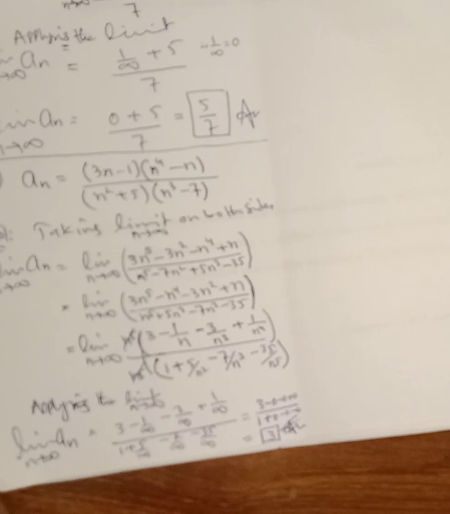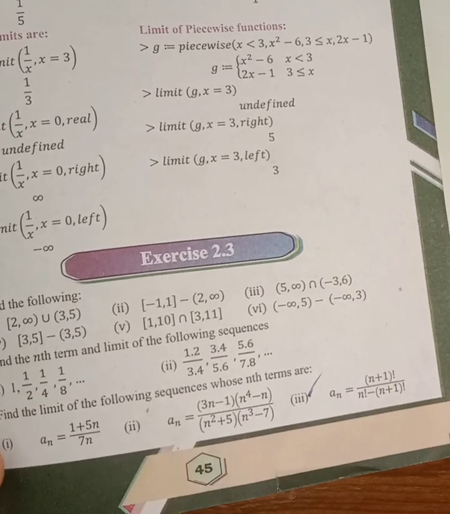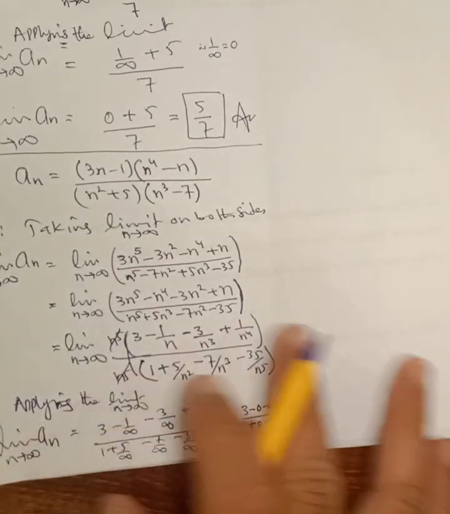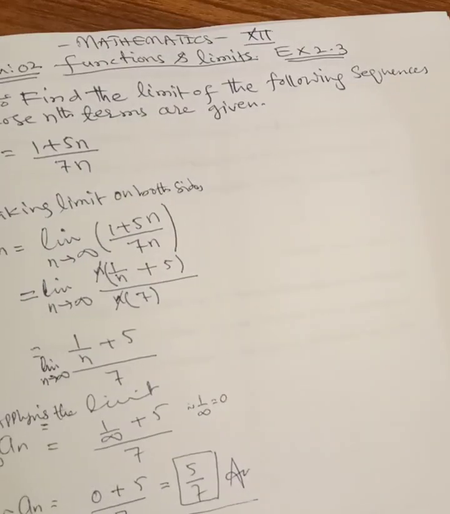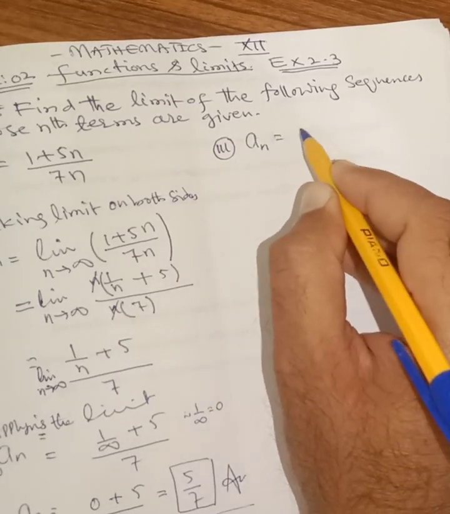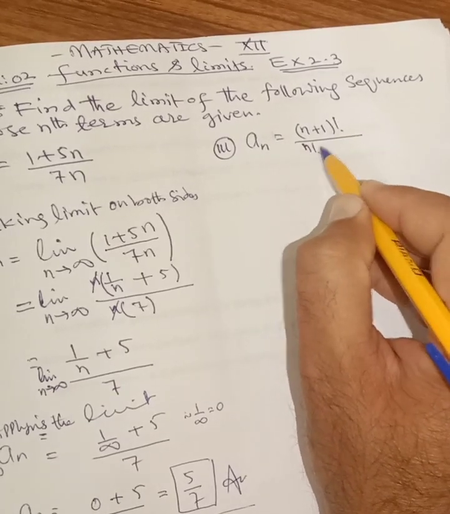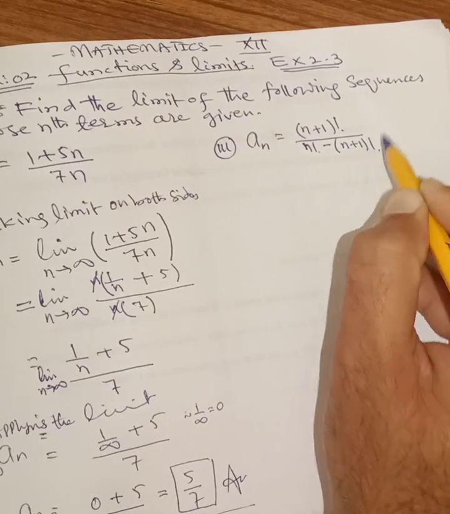And now we will solve the third part of this problem. The third part is this one, which says find out the limit of the sequence an is equal to (n plus 1) factorial over n factorial minus (n plus 1) factorial.